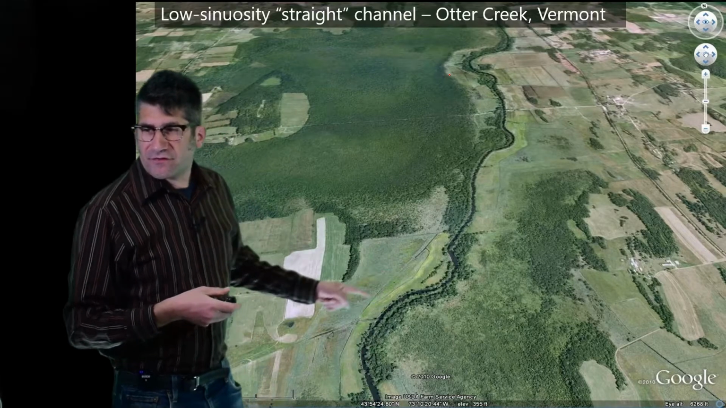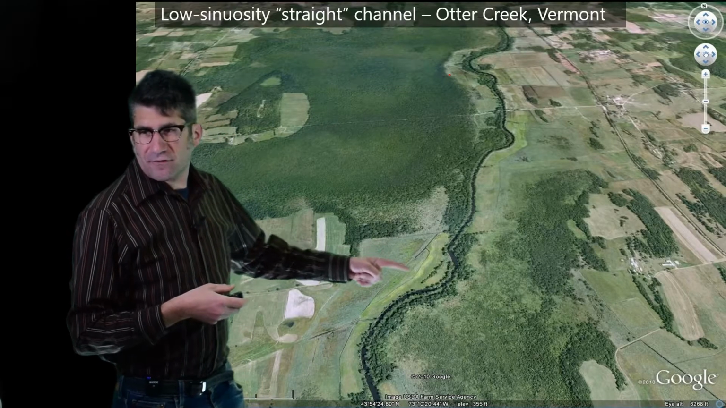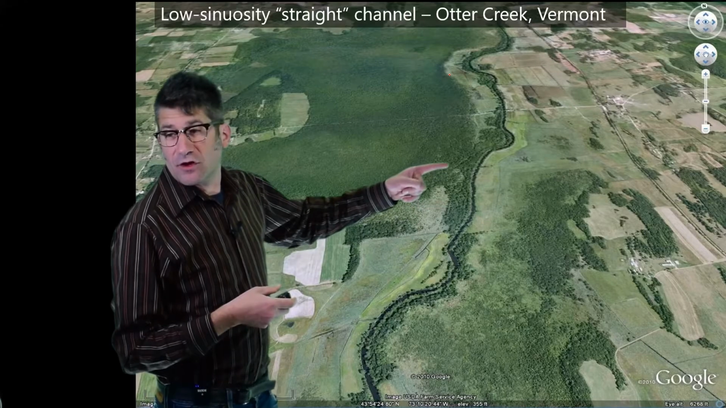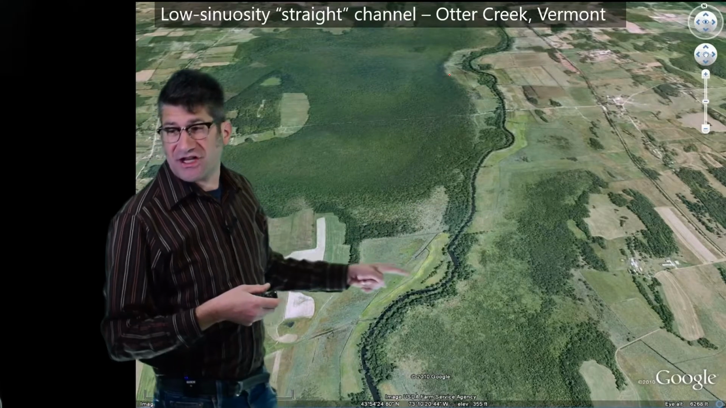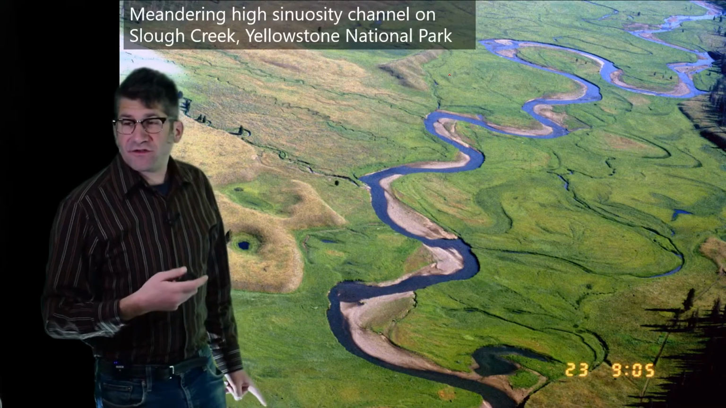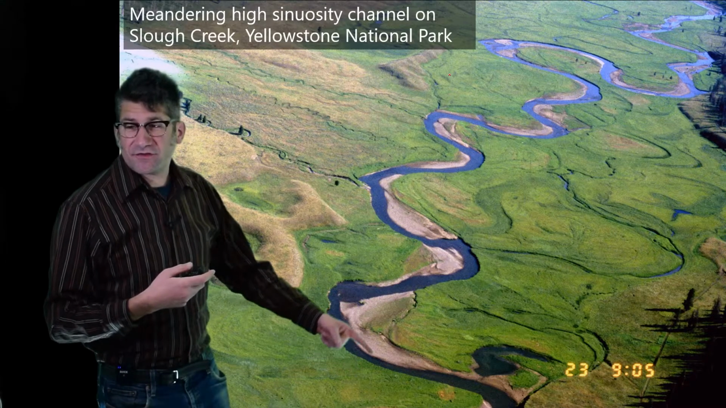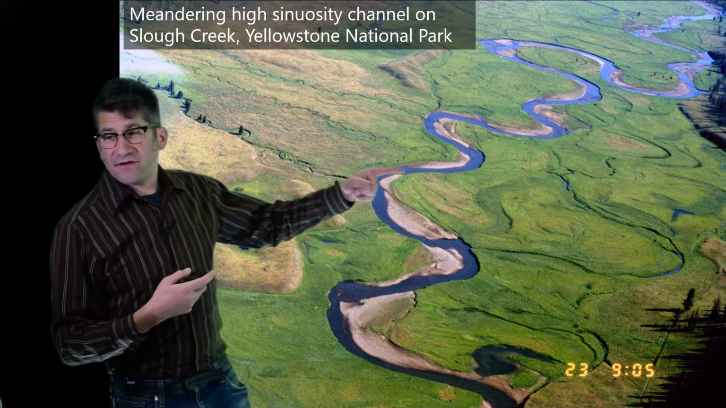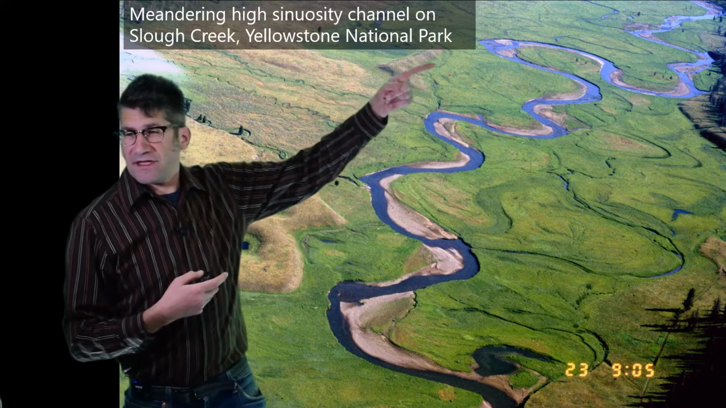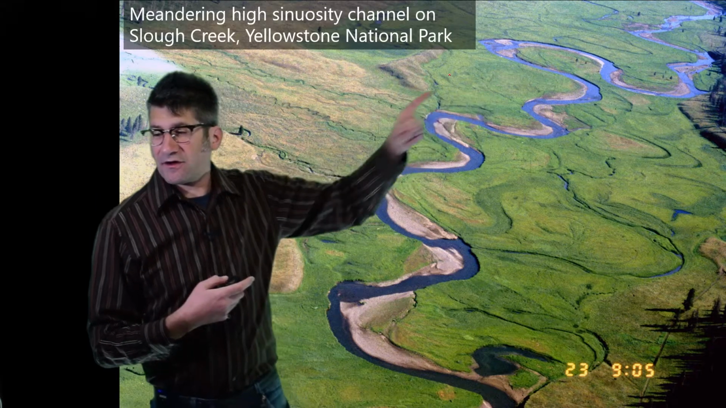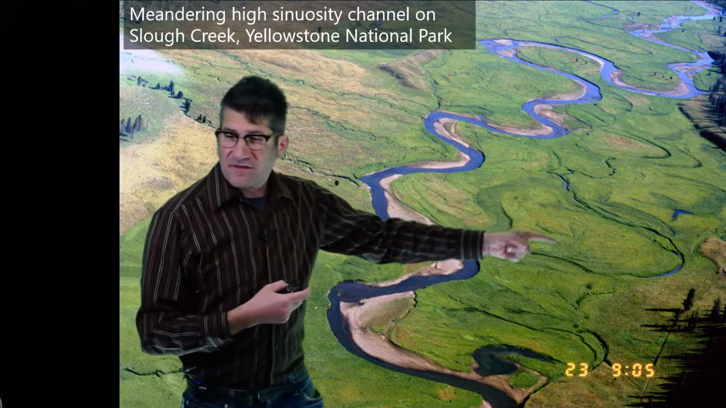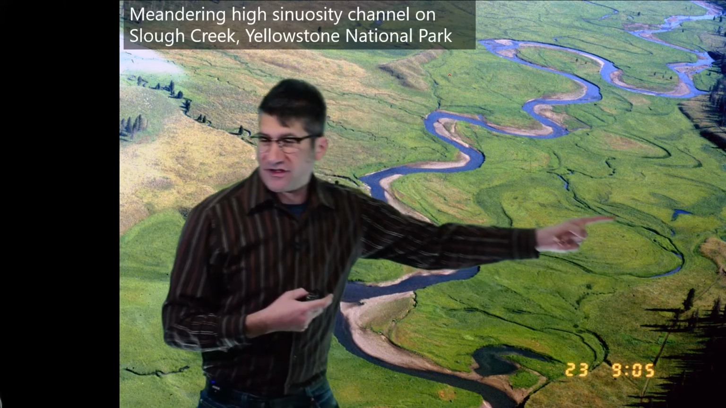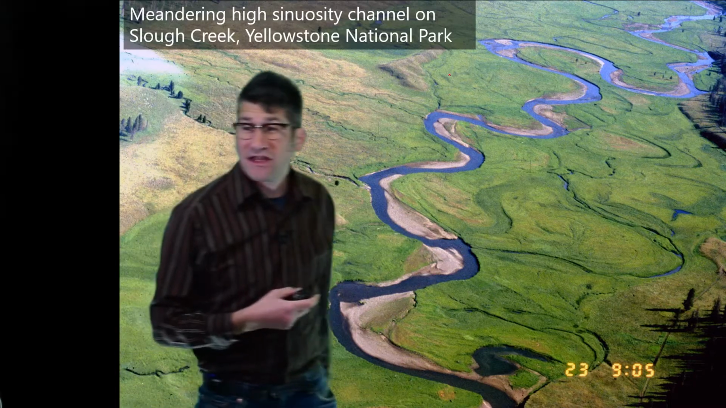Okay, so here's kind of an image of one of these. This is from Vermont, the Otter Creek in Vermont, and we're looking at a relatively low sinuosity straight channel here. Compare that to this picture from Slough Creek in Yellowstone National Park, where we have a very, very sinuous channel. Look at this big meander and big sinuosity down here. And I think you can see some evidence of some older sinuosity here on the side. We'll talk about that towards the end of the lecture today.